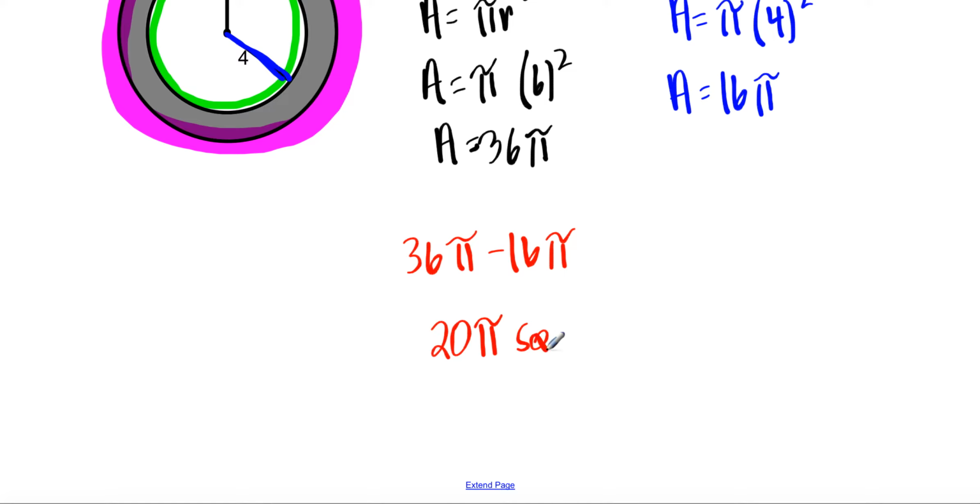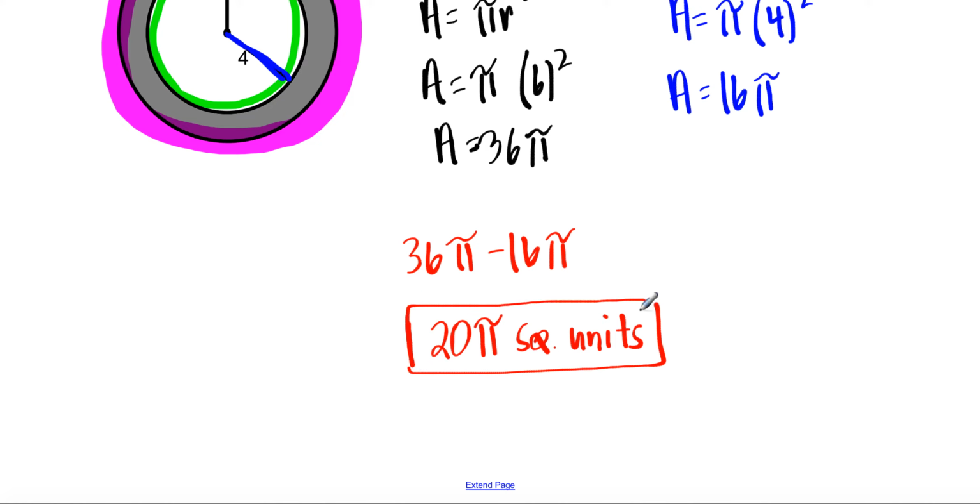And I'm just going to write square units. It's multiple choice, so you won't really have to worry too much about that on the ACT. But I just want to make sure you understand that area is in square units.